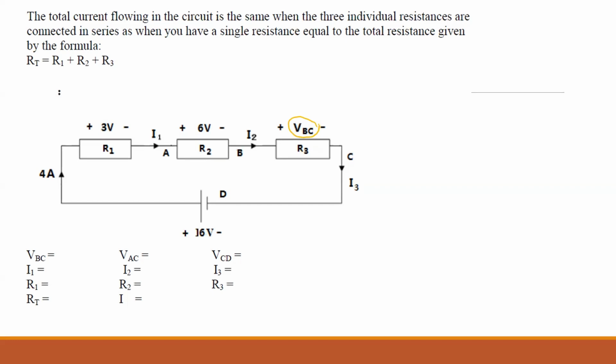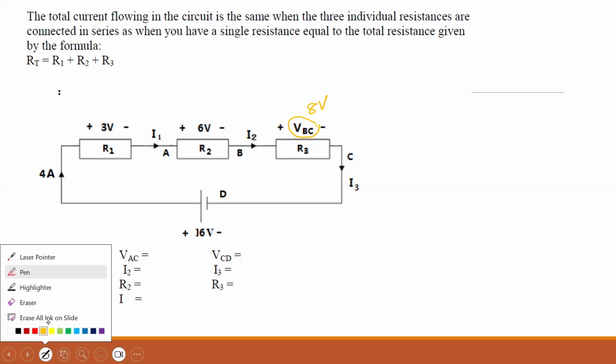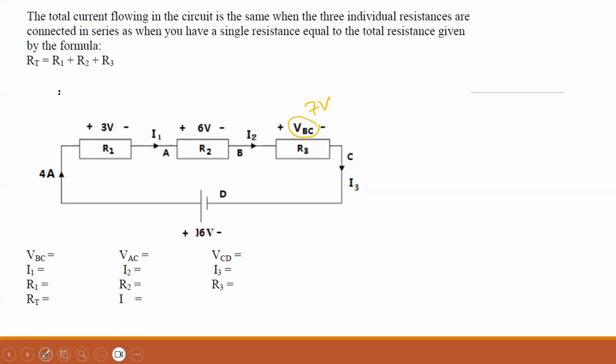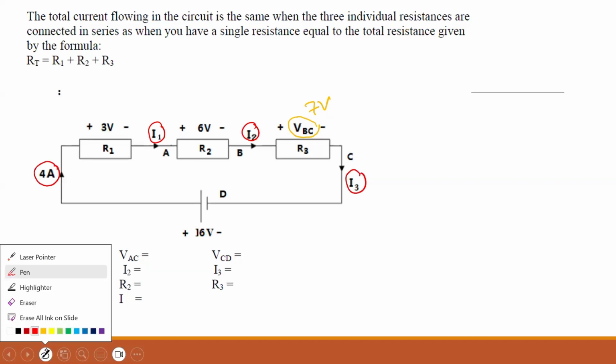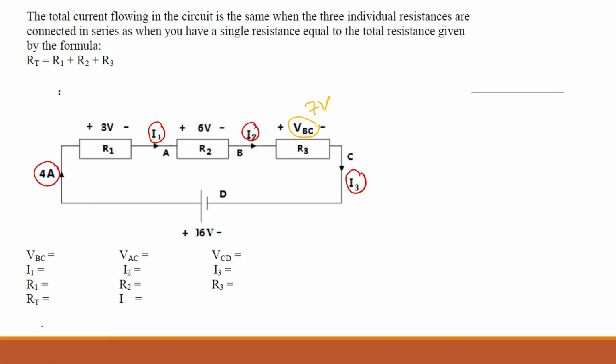What did you get for the VBC? It's just 16 minus 9. Yes. 8 volts, right? 7. Yeah, okay, sorry. 7 volts. Now you have all the currents the same, 4 amps. And resistors you can easily find.